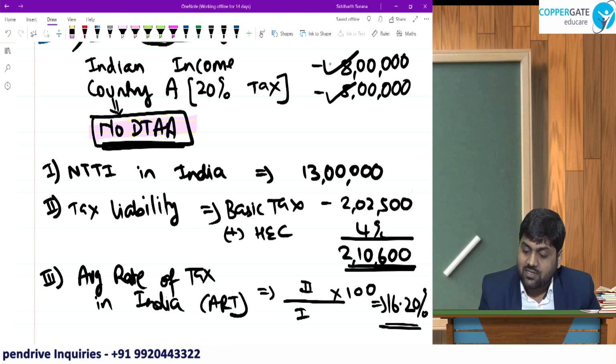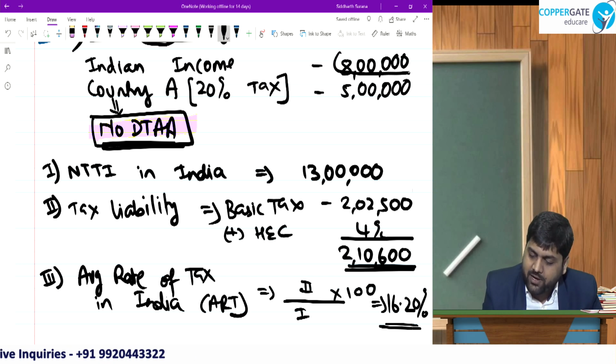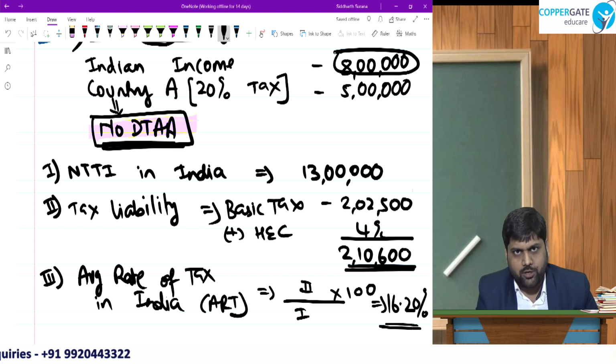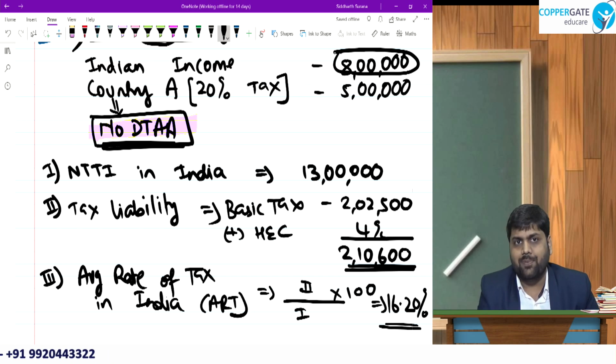Out of this, the tax of 16.2 which you have paid on 8 lakh, you are not going to get any relief for that, because that you are paying only in India. The tax on 8 lakh has been paid only in India. Then obviously you are not going to get any relief for that tax.